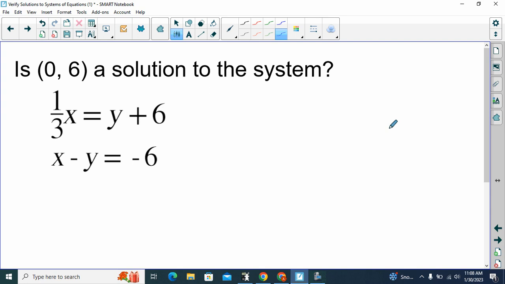This last example problem is for you to try. I want you to find if (0, 6) is a solution to the given system. Is (0, 6) a solution to the system? So what I want you to do, go ahead, pause the video. I want everybody to try the problem on their own. Once everyone, or at least most everyone, has it completed, then you can play the video and we'll see the solution.